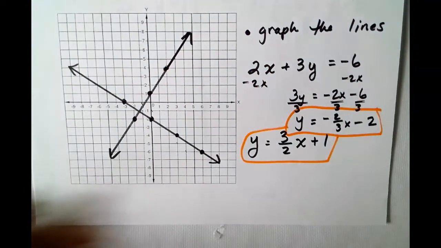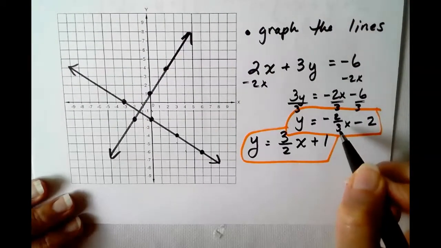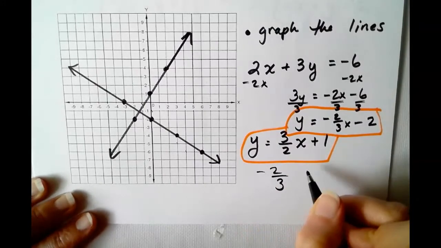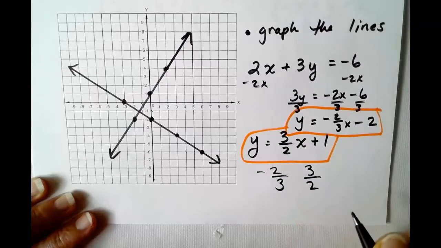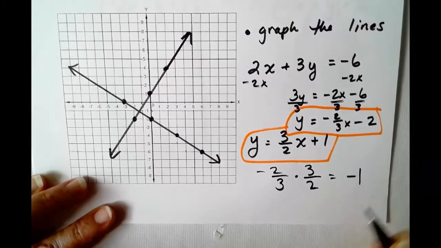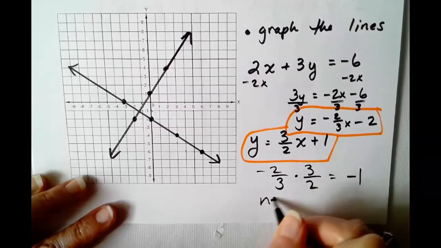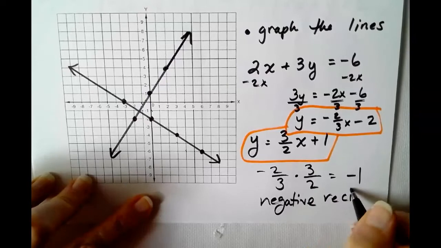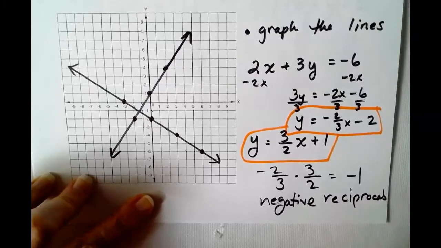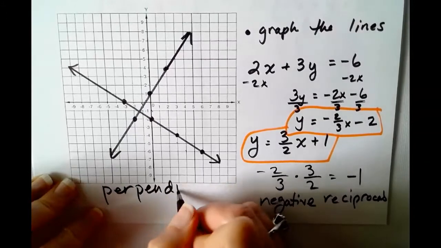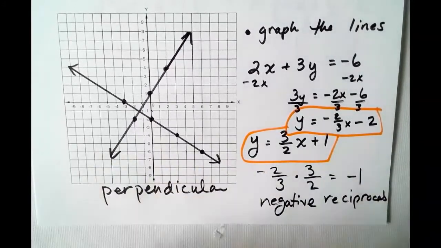Now there is something special about these lines. Notice that their slopes, one is -2/3 and the other one is 3/2. If we multiply them together, we get -1. They are negative or opposite reciprocals. These lines are perpendicular, which we learned about in chapter 4.